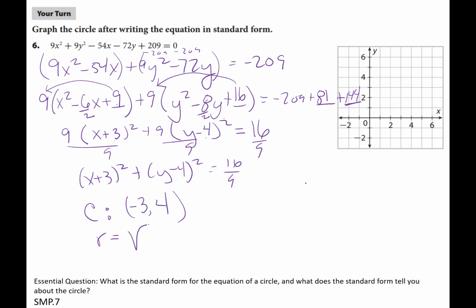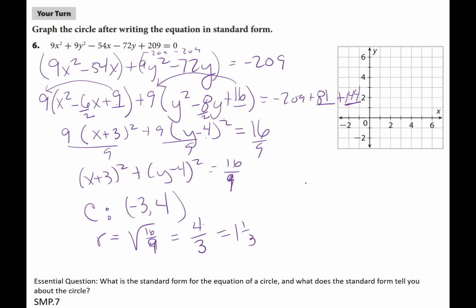And then to find the radius, I take the square root of the 16/9. Square root of 16 is 4. Square root of 9 is 3. So that's kind of the same as 1 and 1/3, right? 3 goes in there one time with 1 left over. All right, so we're going to go ahead and graph it.